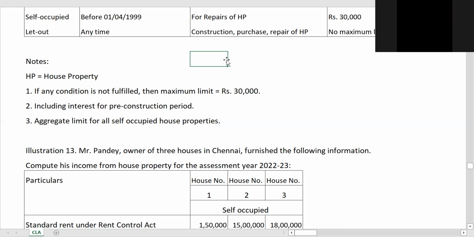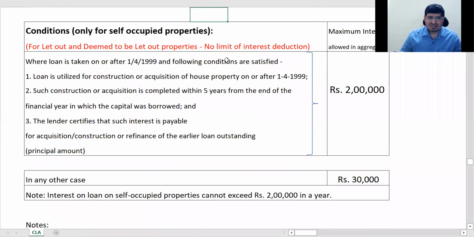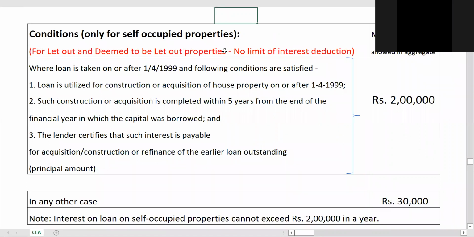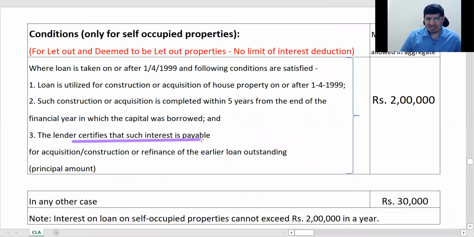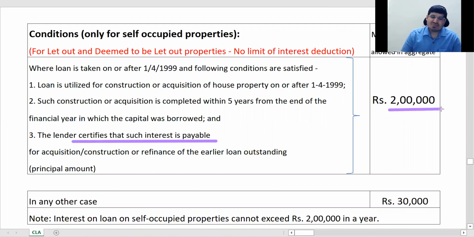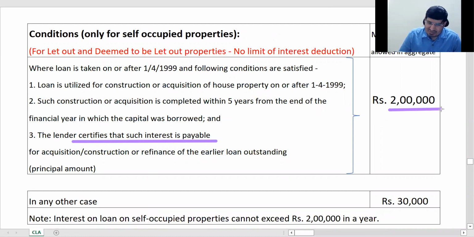Sir, for the deduction amount of 2 lakh, there is a condition that we need to get a certificate from the lender. Yes. And sir, for example, if I take a loan from outside source and I'm unable to get a certificate? Then you will not get it. If you are unable to get a certificate, it will be treated as you don't have a certificate. Okay, sir. That's how it works practically also.